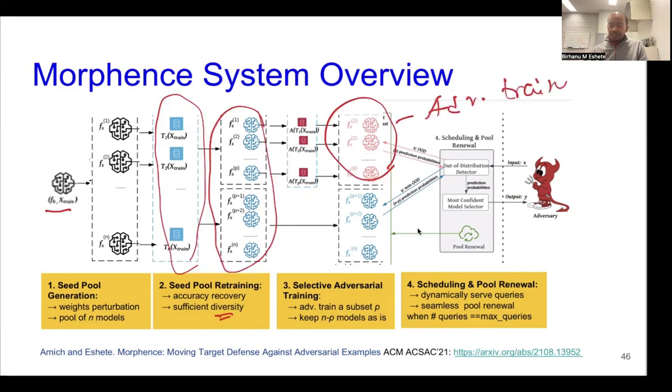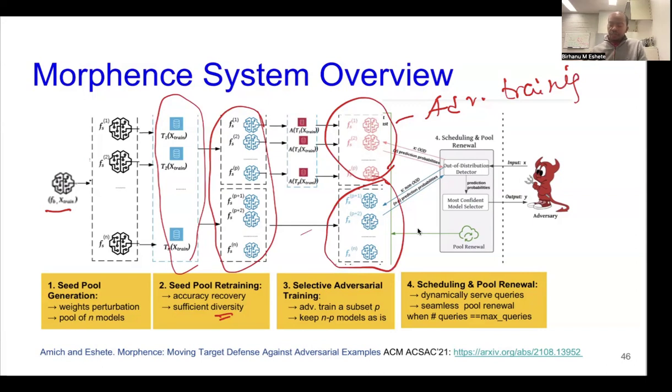Okay, the technique I just described. And we leave the remaining subsets as they are, so that we have a diversity of models that are more accurate on clean data and models that are naturally more accurate on adversarial data. And when we get inputs, we also have this scheduling and renewal part of the model pool, because this model pool should be renewed when, let's say, the maximum number of queries is reached, because we don't want the adversary to figure this out.